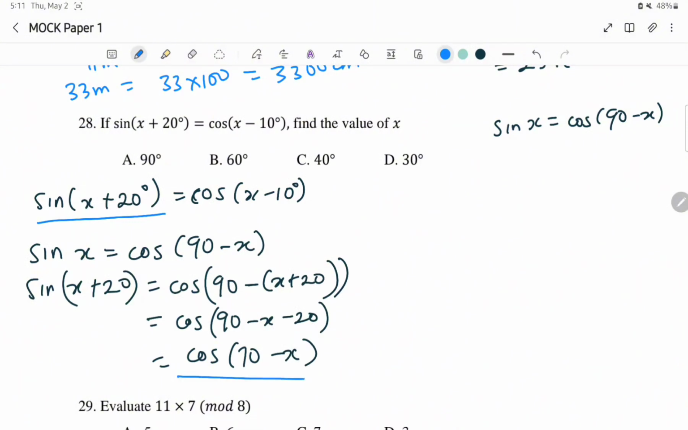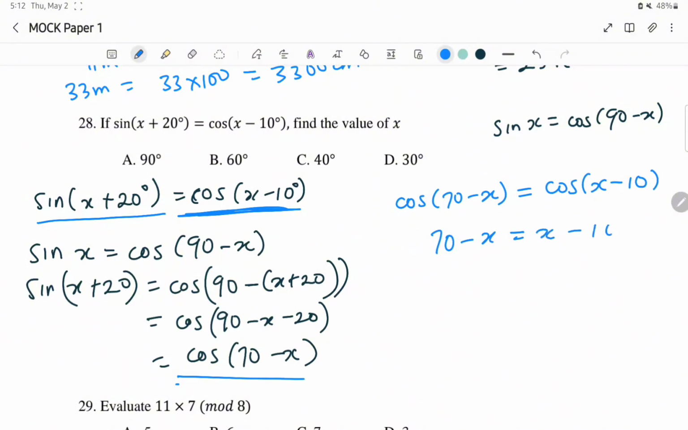So this left hand side, sin(x + 20), is equivalent to cos(70 - x), which I evaluated from the left hand side. I can now equate it to what I have on the right hand side here, cos(x - 10). If their cosines are equal, that means the angles are also equal. That means 70 minus x equals x minus 10.